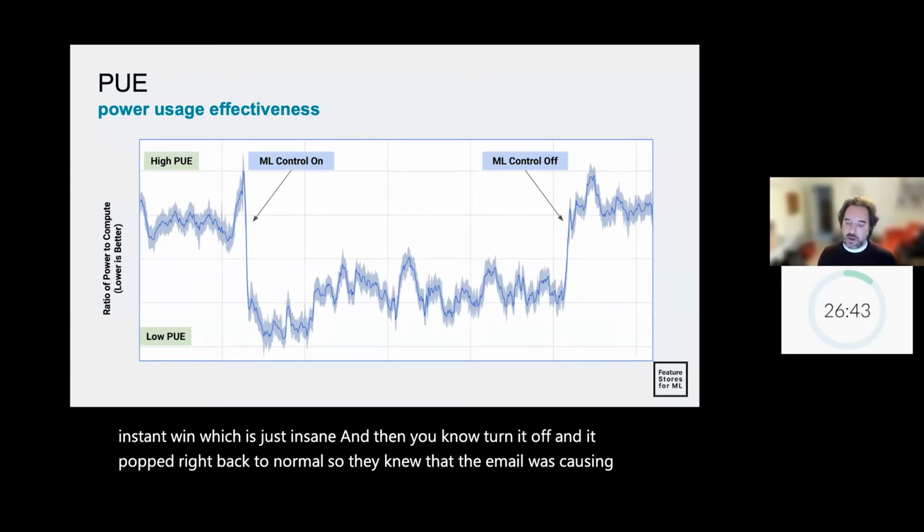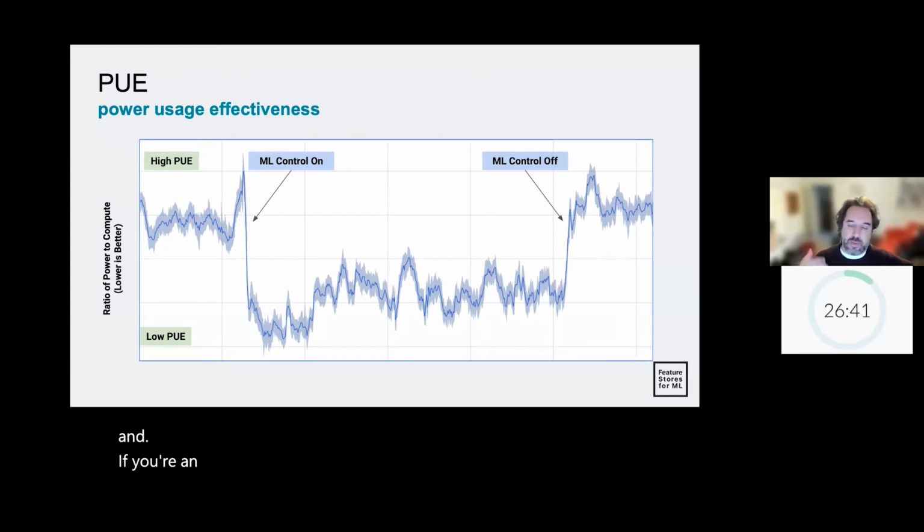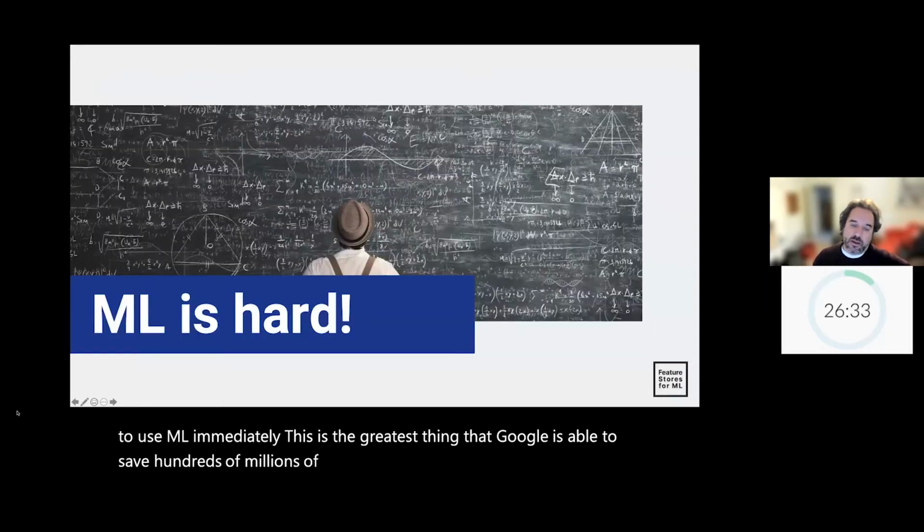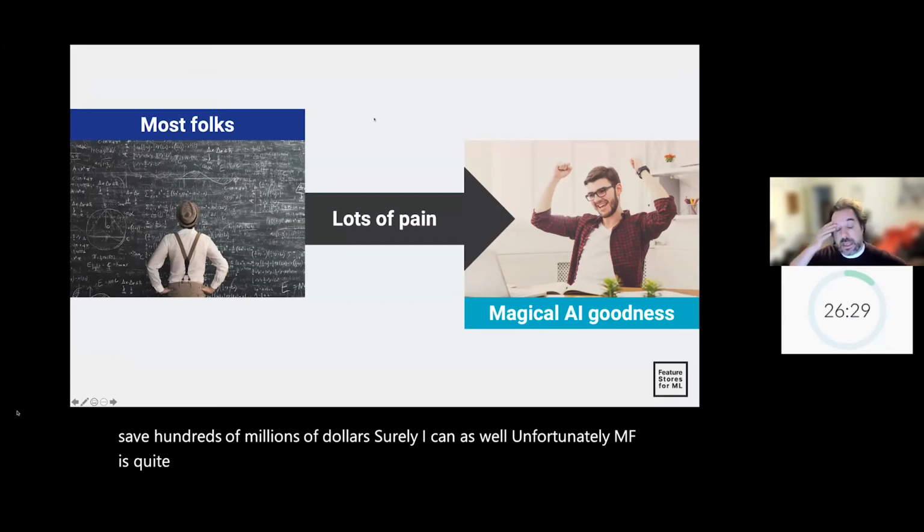And if you're an average organization and you see this, you're like, oh my gosh, I need to use ML immediately. This is the greatest thing. Google's able to save hundreds of millions of dollars. Surely I can as well. Unfortunately, ML is quite hard. And the problem is that you generally see this.